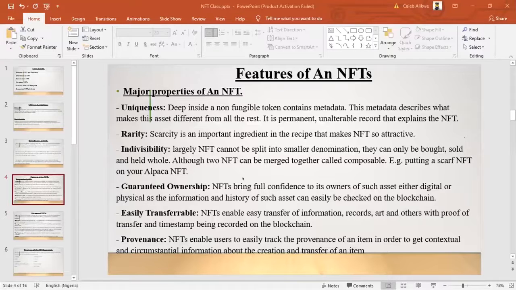With this, you are guaranteed that you have full ownership of that NFT and no other person has ownership of that same exact NFT with the same exact ID number.